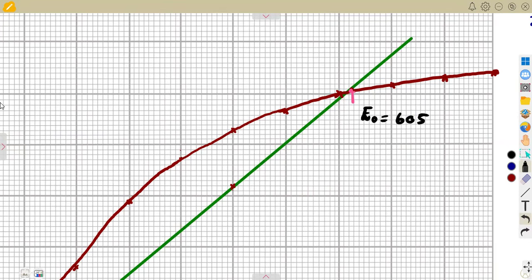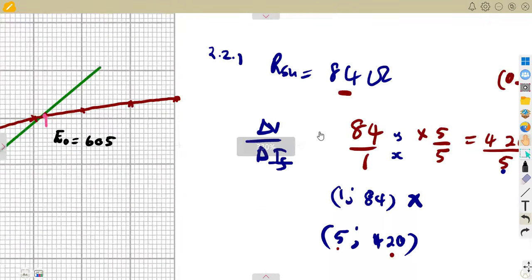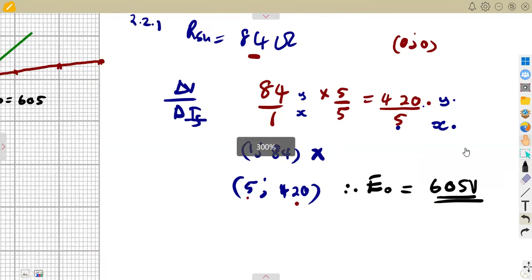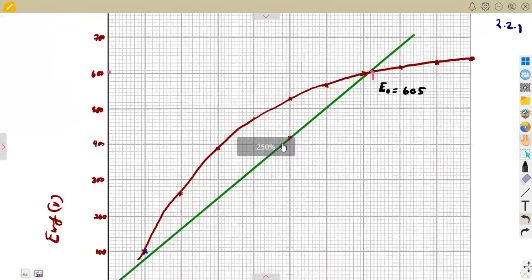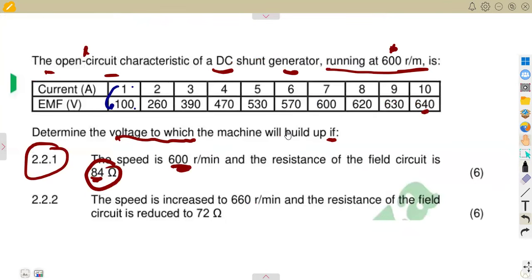So you take it straight to the voltage. That was going to be at what? At 605. So therefore, our E naught is 605 volts. The speed has not changed. It is still at the same speed that it was before. So it is the same as the previous question that we had. Do not confuse anything there. Nothing has changed. We do not have the critical resistance, just like the previous question.